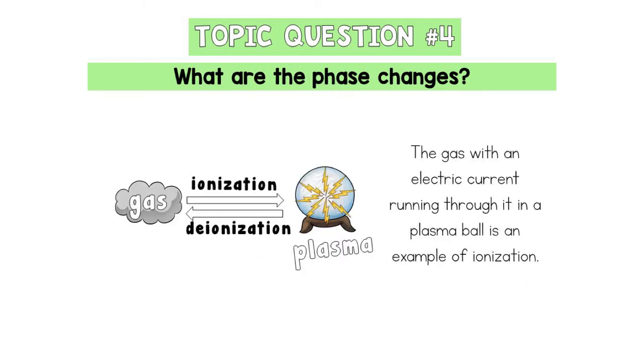Finally, let's look at plasma. In order to form plasma, a gas must be ionized. This is typically done by running an electric current through the gas to make plasma. If you deionize plasma, or take the charge away, then it goes back to being gas.